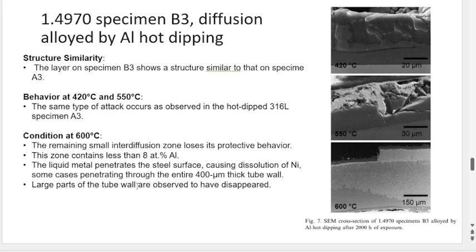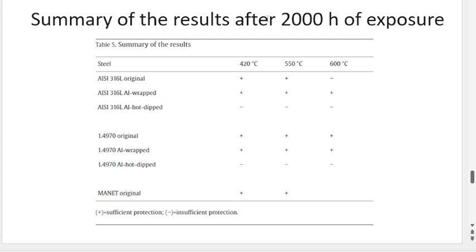Large parts of the tube wall are observed to have disappeared. As we can see, part of the surface has been broken and then dissolved into the liquid. As for the summary of the result after 2000 hours of exposure, the ICE 316 original shows sufficient protection, plus is sufficient protection. 450 also sufficient. However, at 600, insufficient protection.